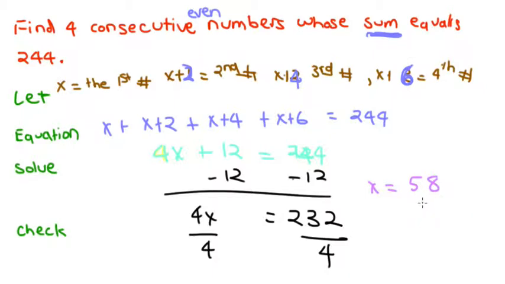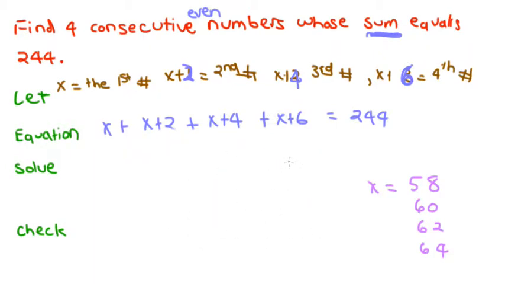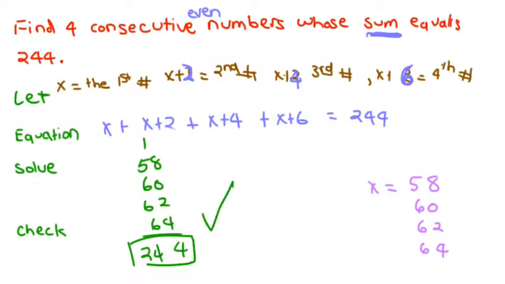And the second number would be 60. And then 62. And then 64. And there we go. 4 consecutive even numbers that equal 244. And how do we check that? Well, we just add the numbers up. So we add 58, 60, 62, 64. 8 plus 2 plus 4 is 14, 6 plus 6 is 12 plus 1 is 13, 5 plus 2 plus 1 is 24. And we get 244, and that is correct.